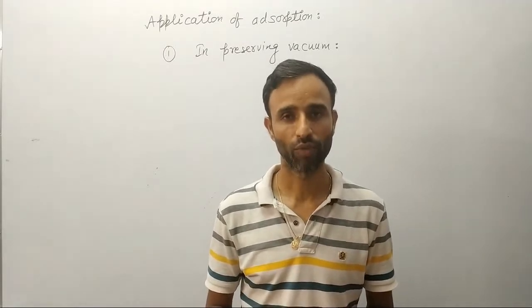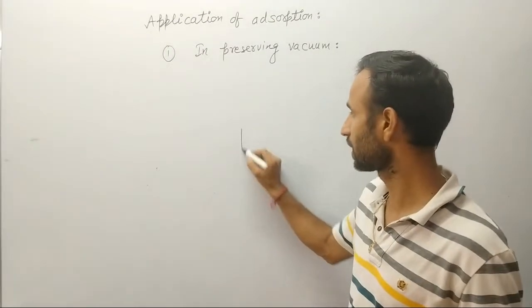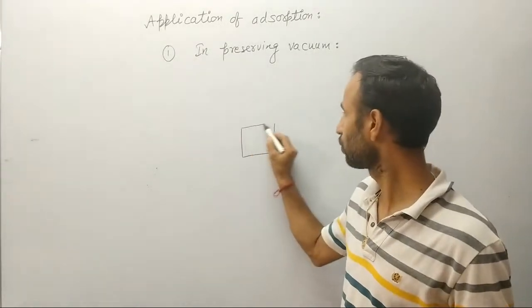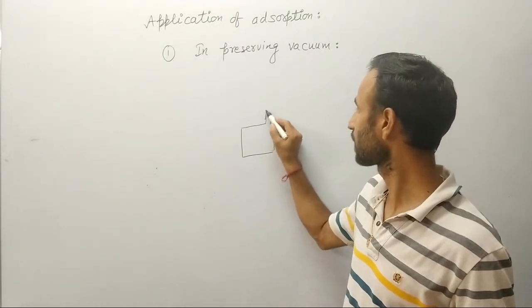Got it? What we do? First, this is the container, we want to have a vacuum in it. Okay. So what we do? First we attach a vacuum pump.